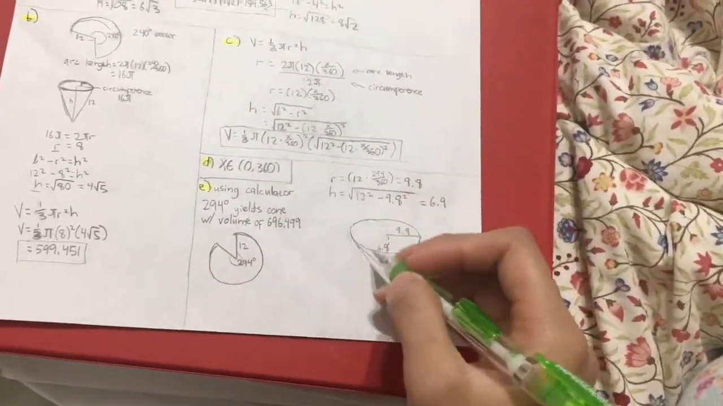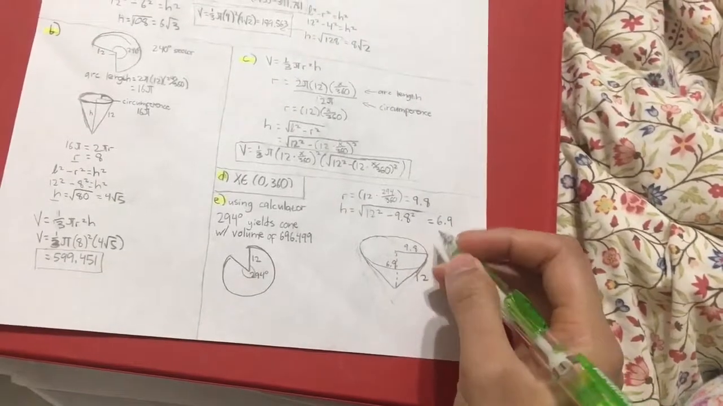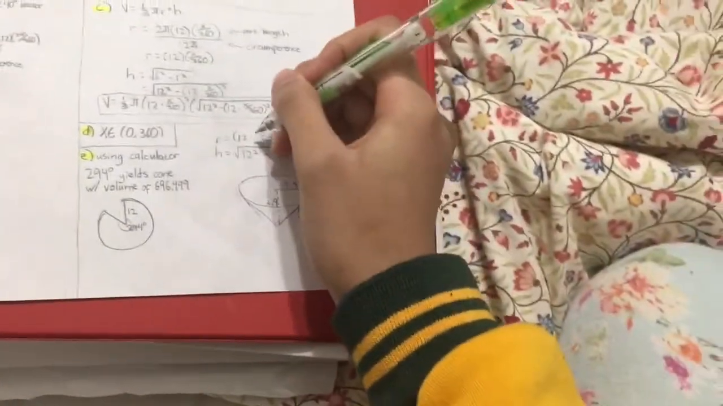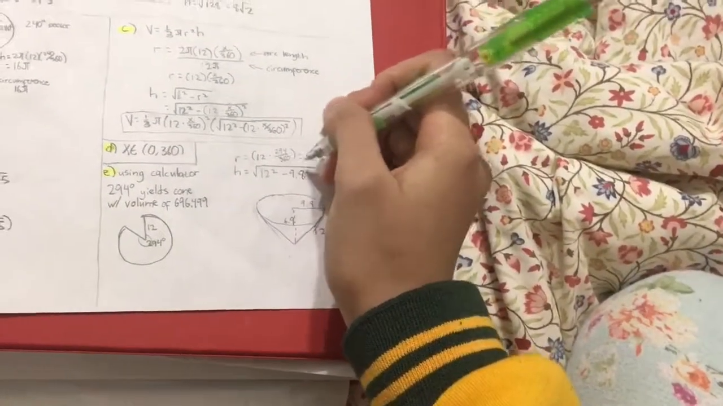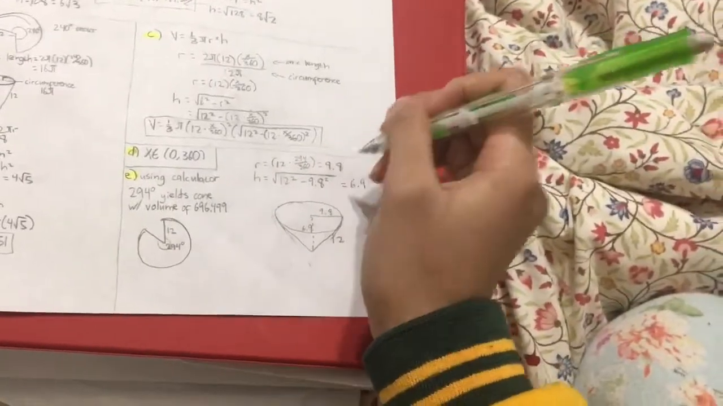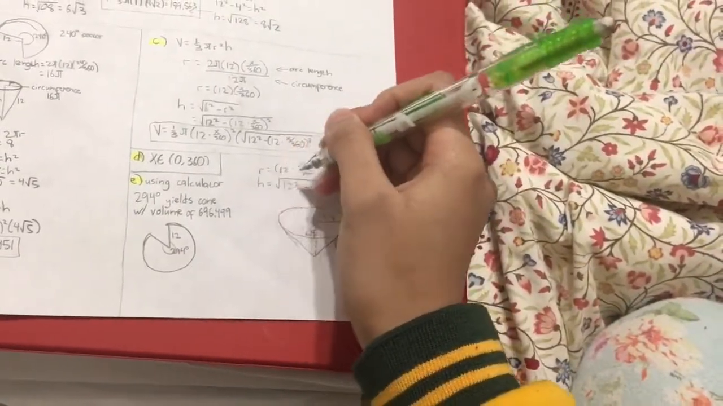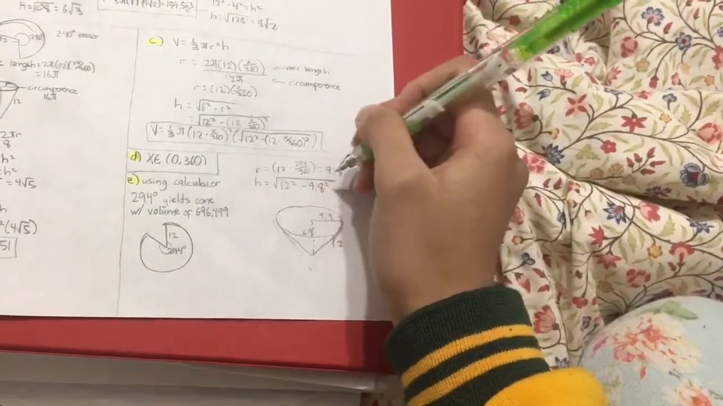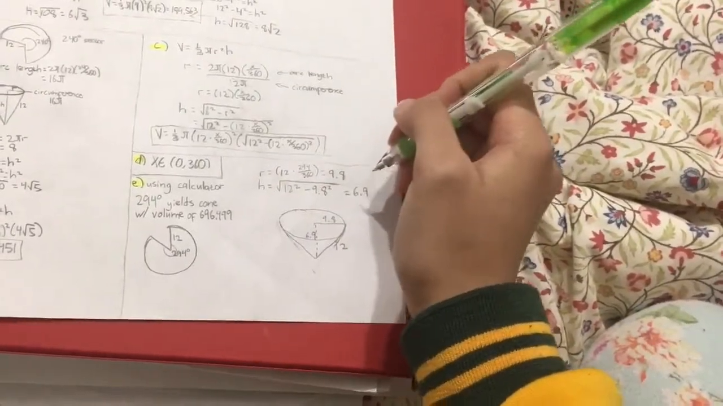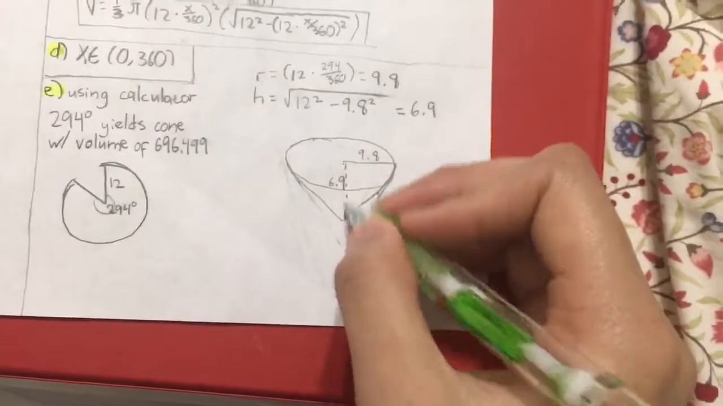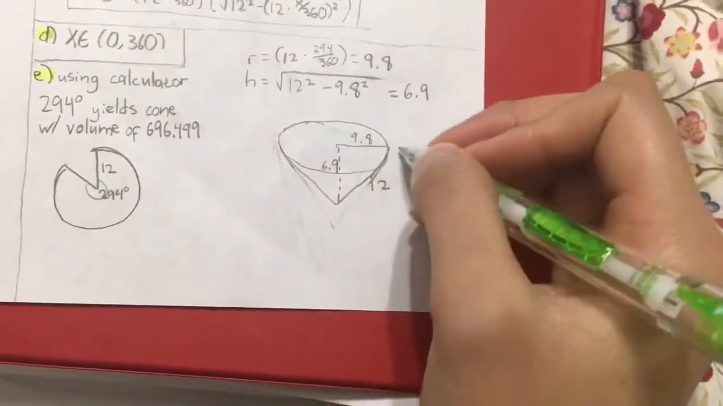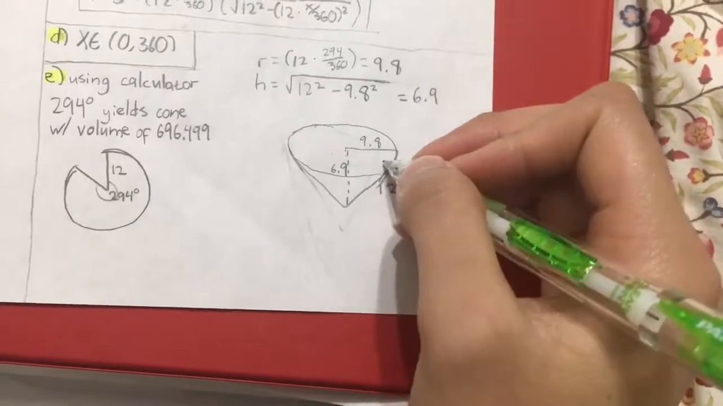This is the whole sector. When I was drawing out the cone, I found that the radius is 12 times 294 over 360, which is equal to 9.8. For the height, it's the square root of 12 squared minus 9.8 squared, which is around 6.9. So that's the radius, that's the height, and that's the slant height.